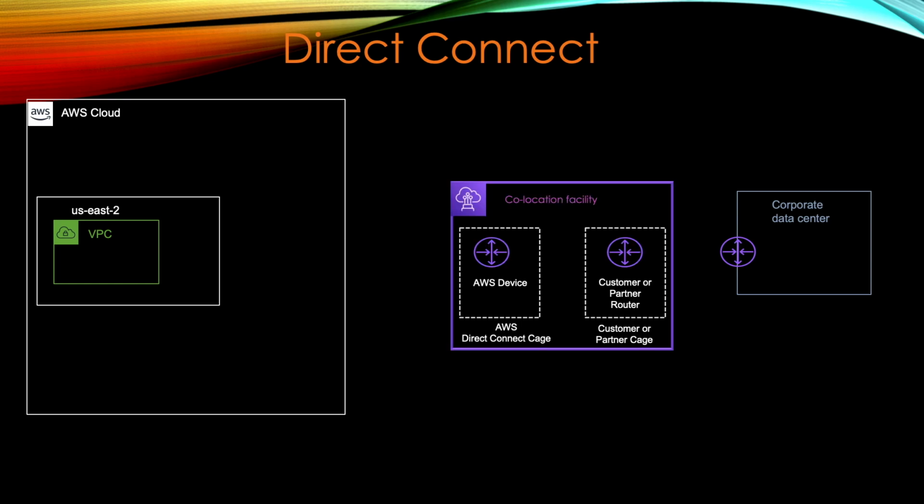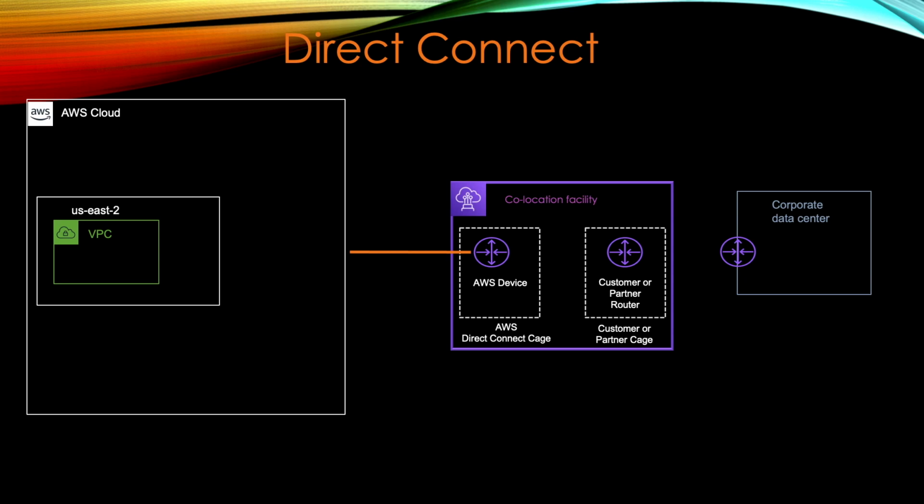For that, AWS provides many co-location facilities which can be near your corporate data center. All these co-location facilities have two cages, which basically separate the AWS setup routers. The customer cage can have either your own routers, or there are many partner networks who can have their own router setup in this facility. AWS routers are already connected with the AWS cloud by using the AWS private network backbone.